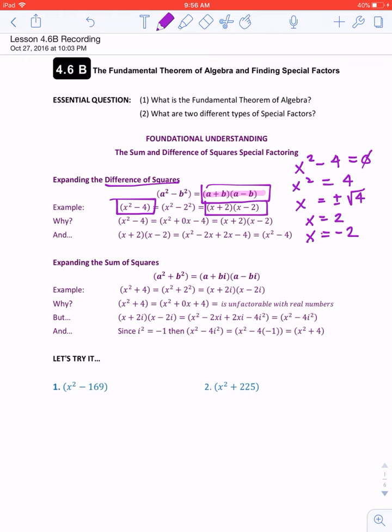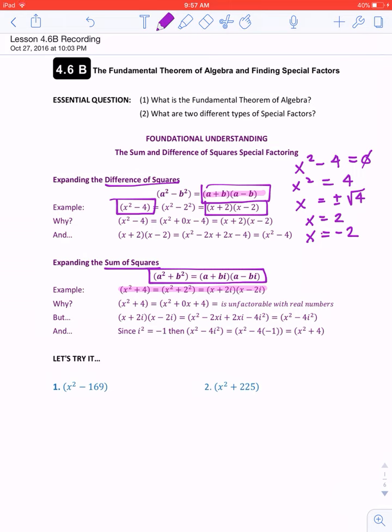All right, the sum of squares. The sum of squares is a little bit unique because it actually has an imaginary answer, so it uses our i value in there. It says that if you have two square numbers and they are adding with one another, you can factor them out as a plus bi times a minus bi. So we're going to use that imaginary piece. If I use this as an example, x squared plus 4, 4 is 2 squared, so it'd be x plus 2i, x minus 2i.